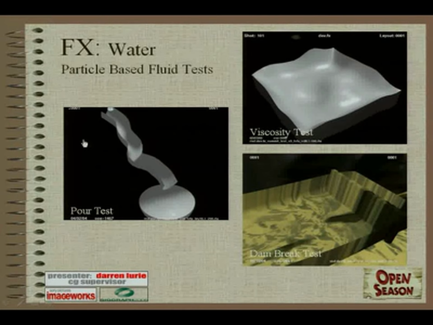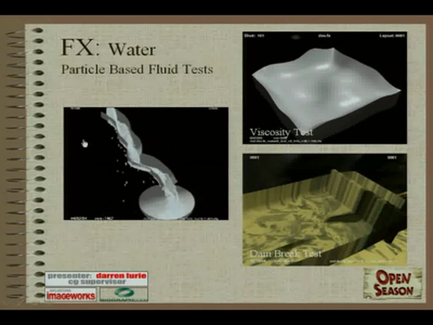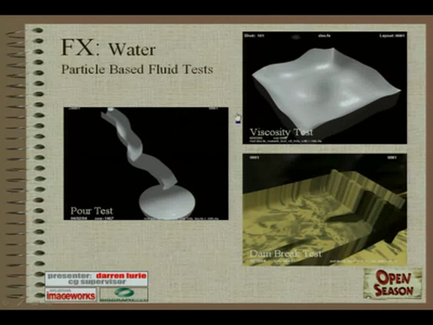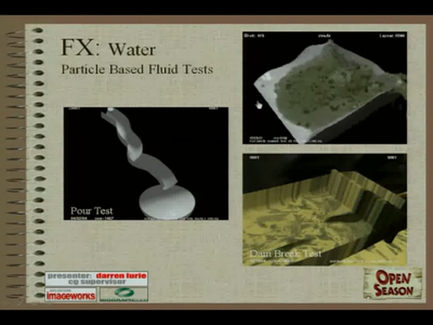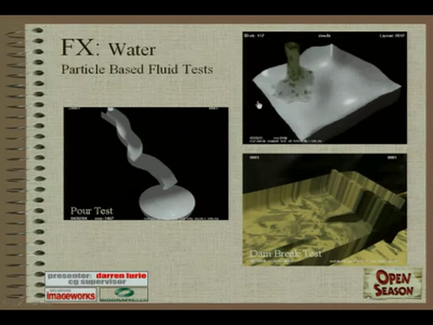So we wrote our own fluid-based tool, and here's a version of an early pour test as it flows down. We experimented with different viscosities. As you saw, we had a little vomit test, so we needed to make sure that the fluid could look like different types of liquid.